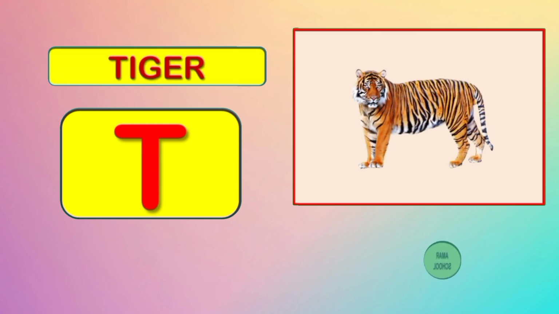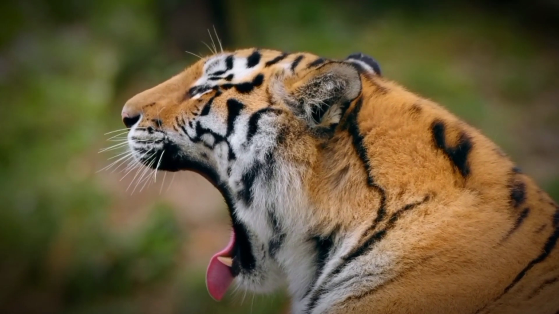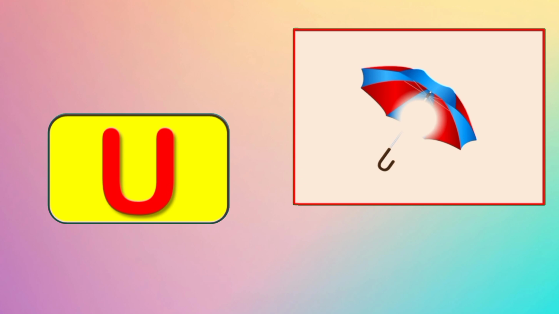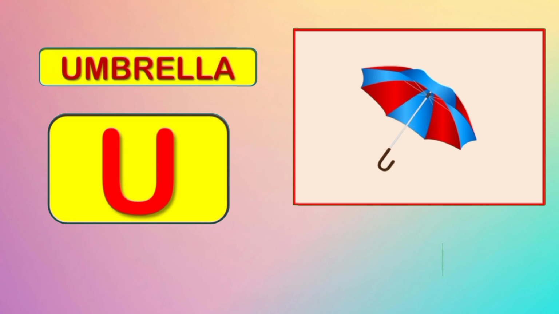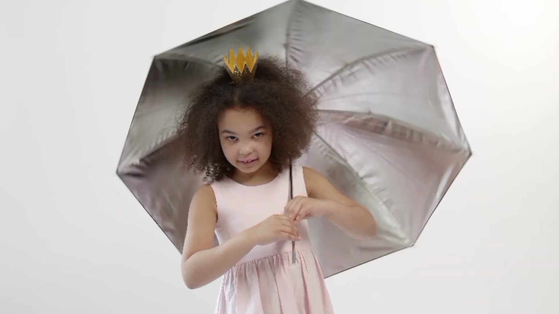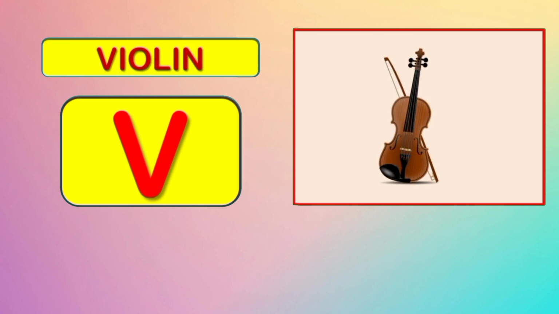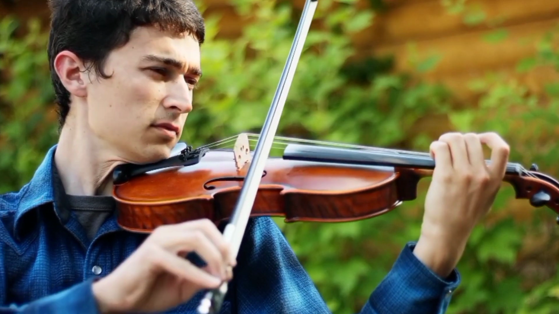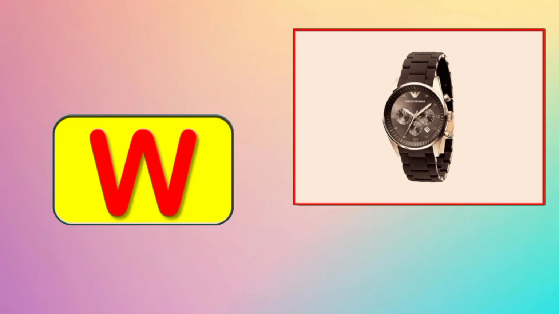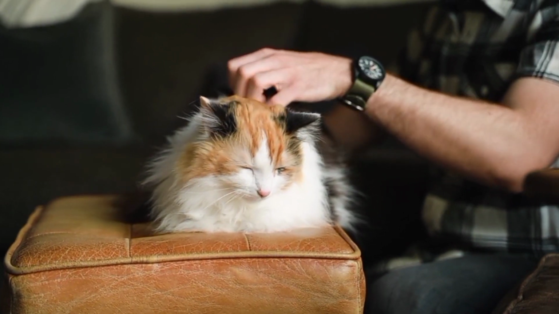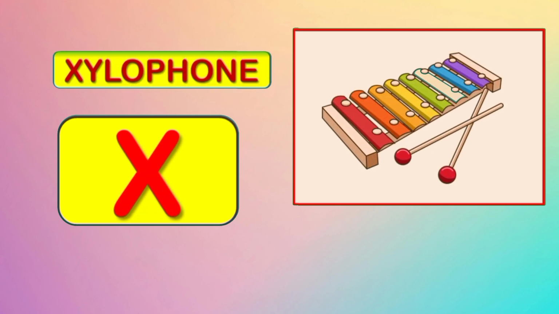T for tiger. U. U for umbrella. V. V for violin. W. W for watch. X. X for xylophone.